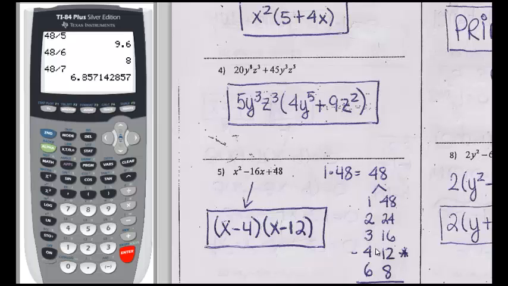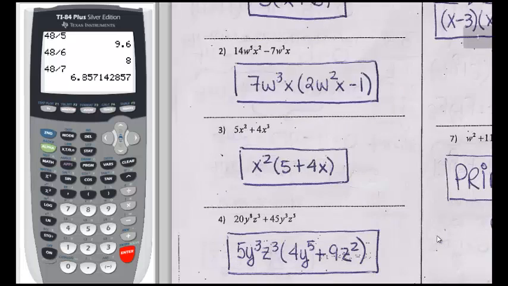And once 12 is negative, you ask yourself, does the 4 have to be positive or negative to give me a negative 16? Well, it has to be negative. So negative 12, negative 4 gives you negative 16. And then final check. A negative times a negative does give you a positive. Yes, it does. So that means this will be your answer.